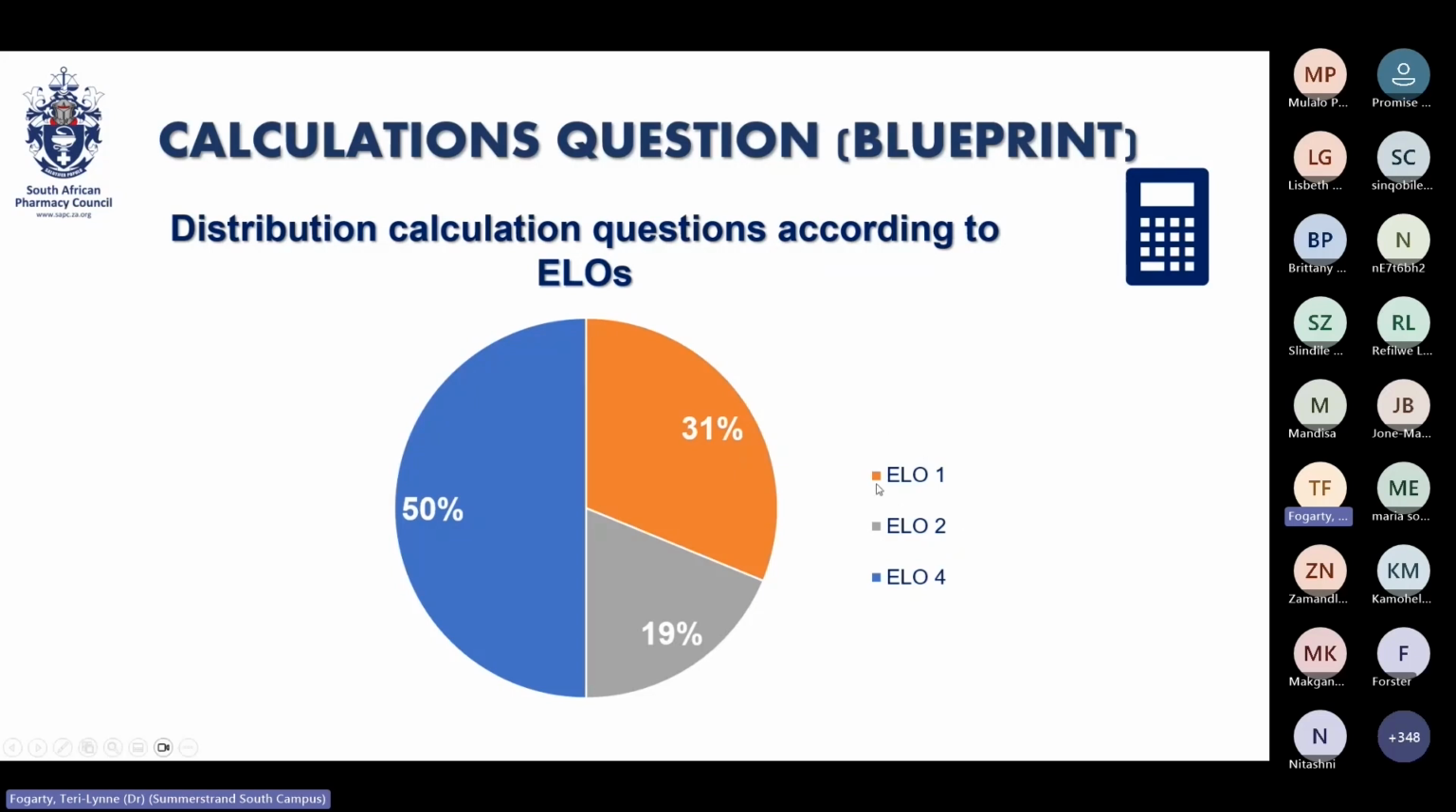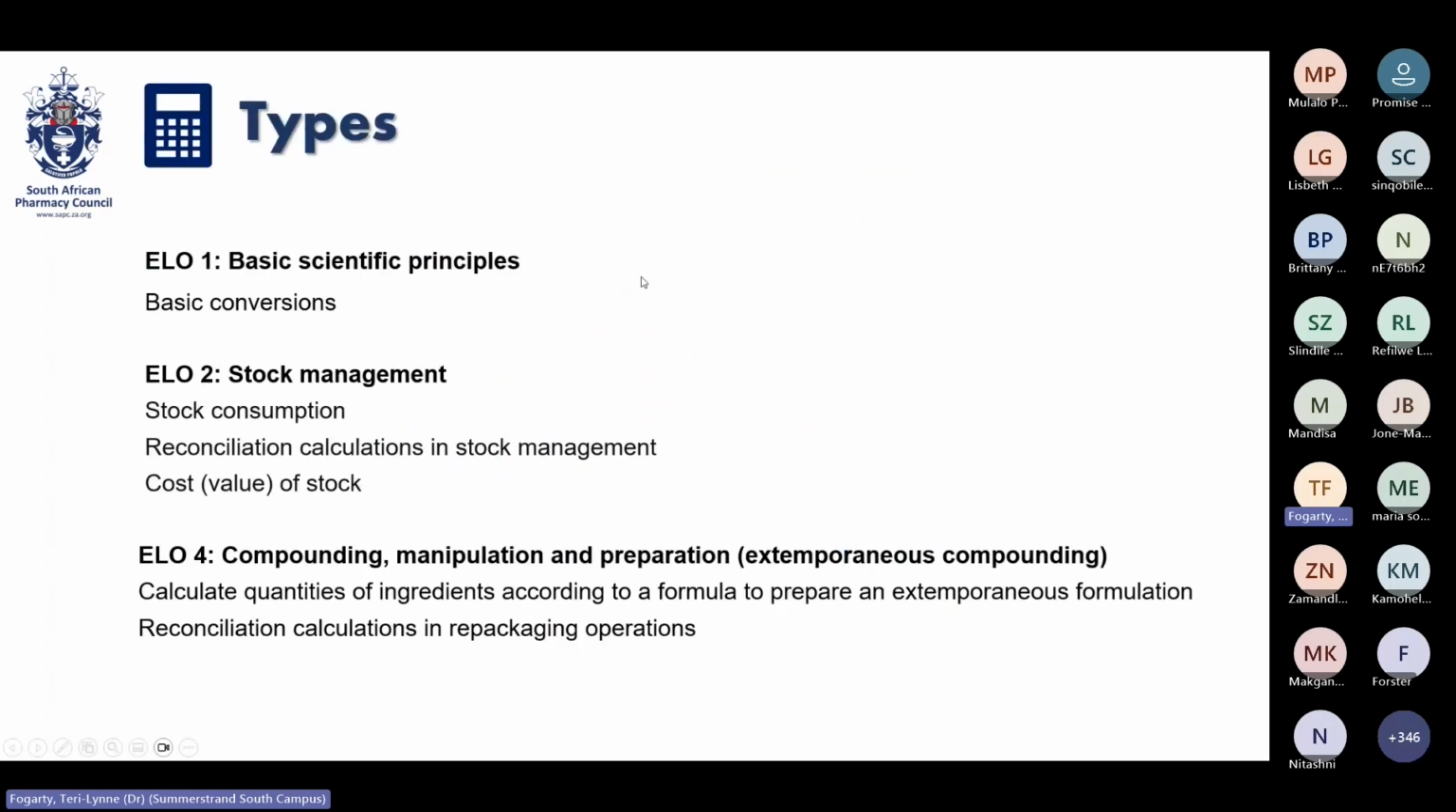That is the basic scientific principles ELO. Then ELO 2 was the stock management ELO, and that one has about 19%. And then the last ELO was the compounding ELO, and that one has 50% of the calculation questions come from that ELO. We look at it in a little bit more detail.